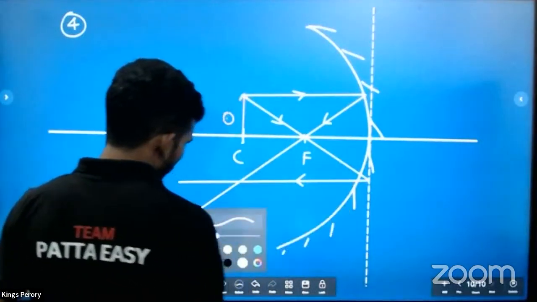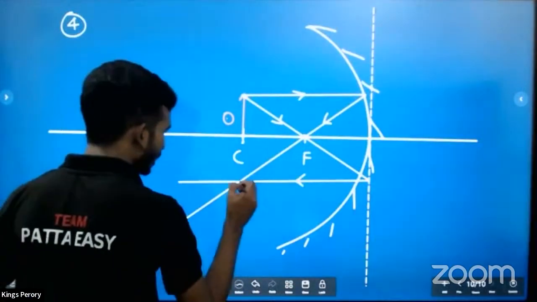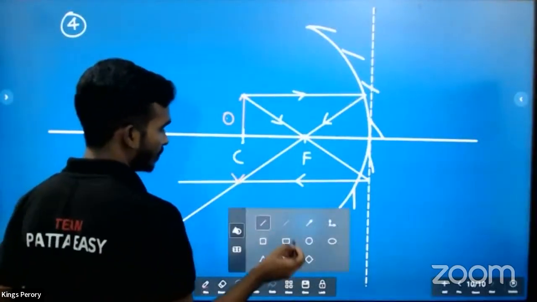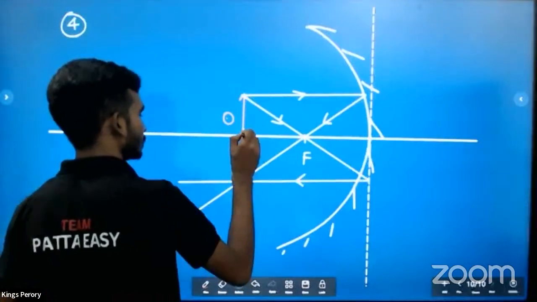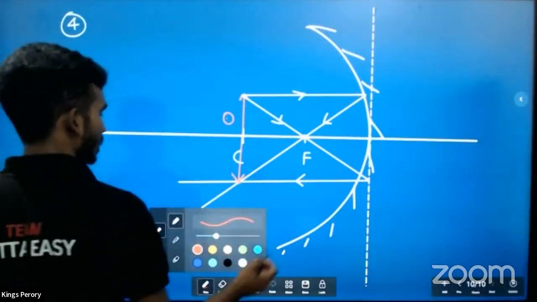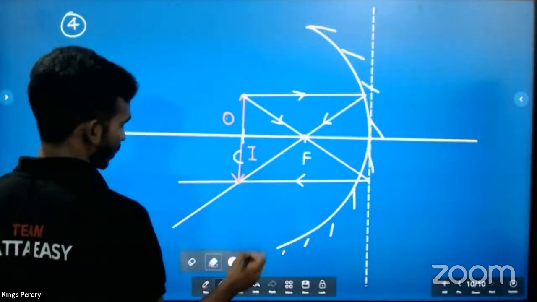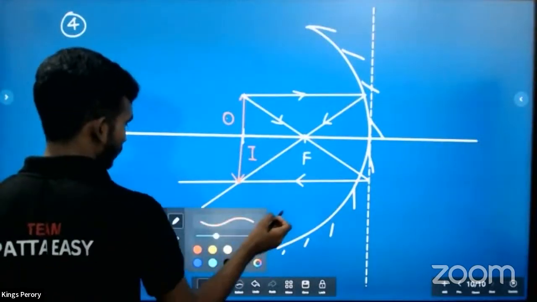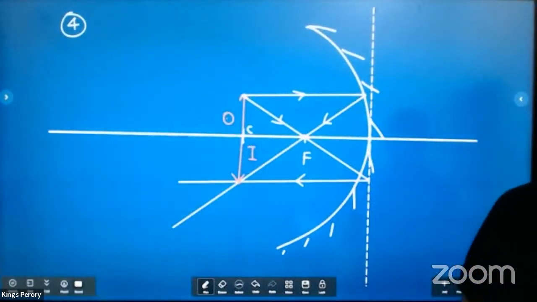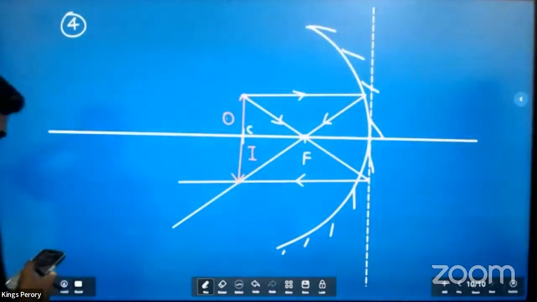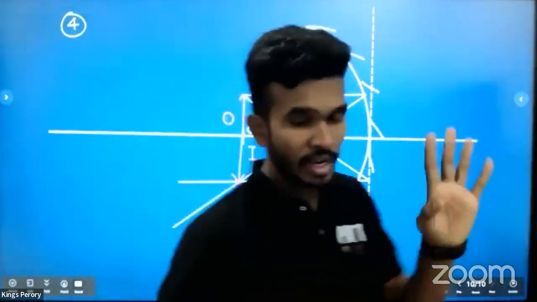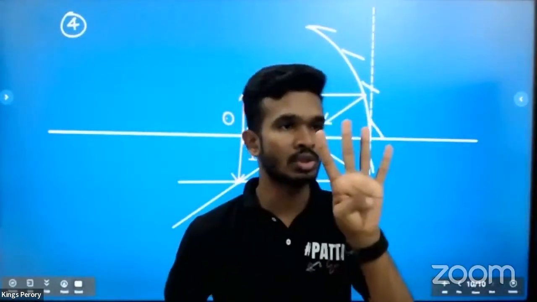Now, can you see, the meeting point is exactly under the center of curvature, this way. So here you have the head. The tail is on the principal axis, now connected. So when you keep the object at center of curvature, the image will also be formed at center of curvature. Same size, real, inverted. Object at center of curvature, image at center of curvature. Those are the properties.